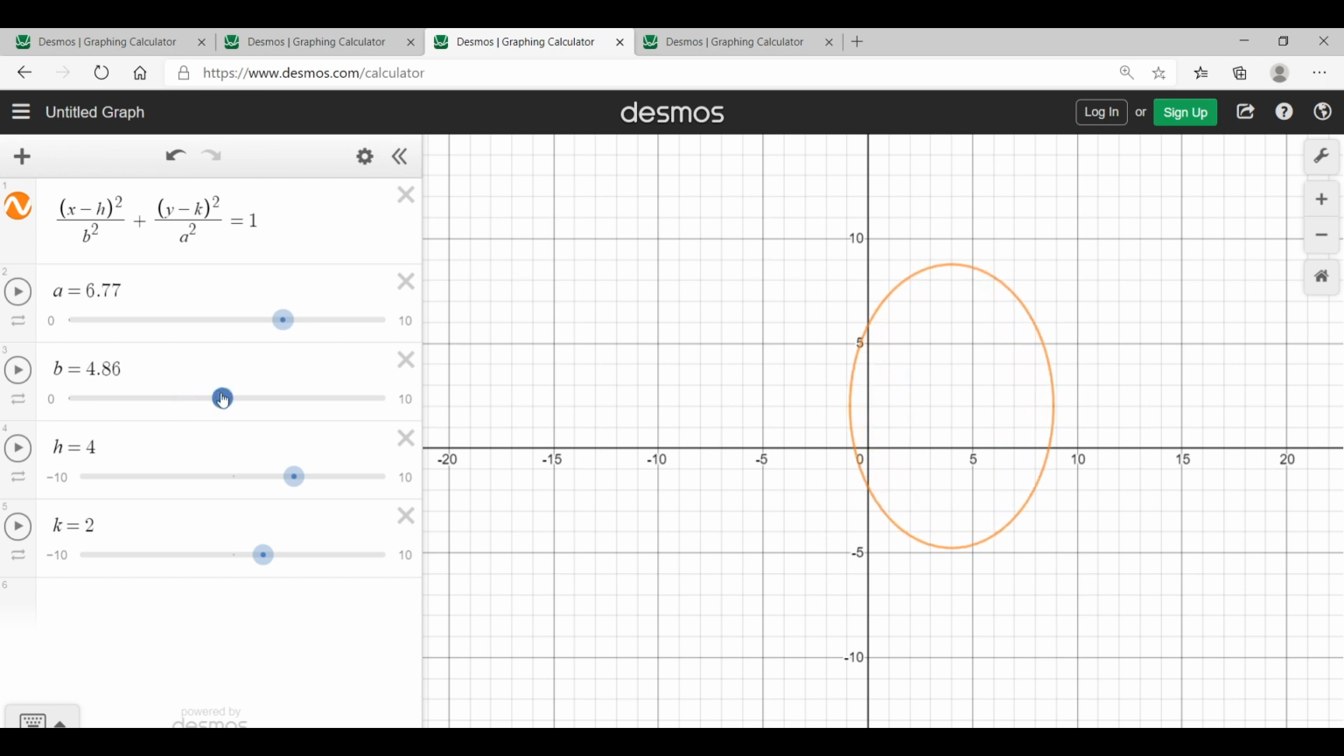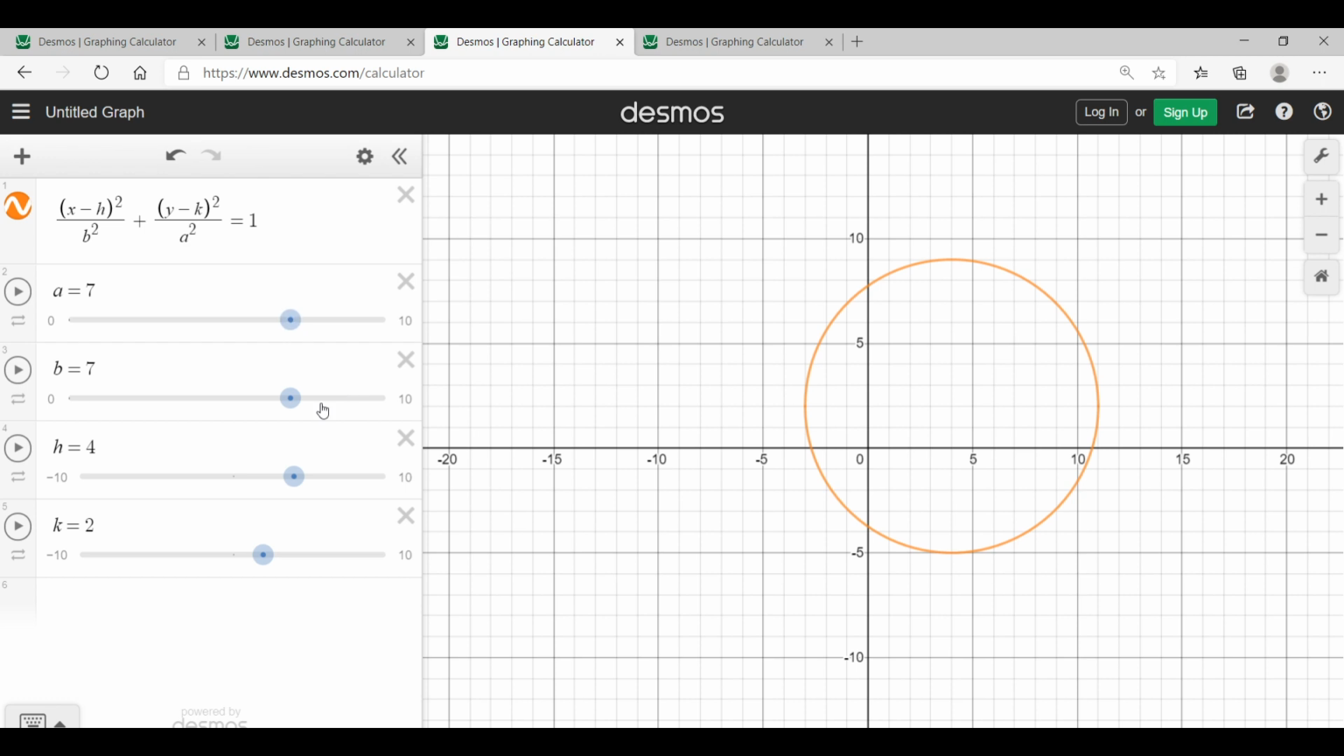Okay, so as I said, a circle is just a special kind of ellipse. Notice that if I move the value of b toward the value of a, this is approaching 6.77. I'm trying to make them equal. I don't know if I can make it. But if it becomes exactly 6.77 also, oops, no, I cannot do it. I'll just make it a whole number, 7. If you have 7 and 7, then it becomes a circle.